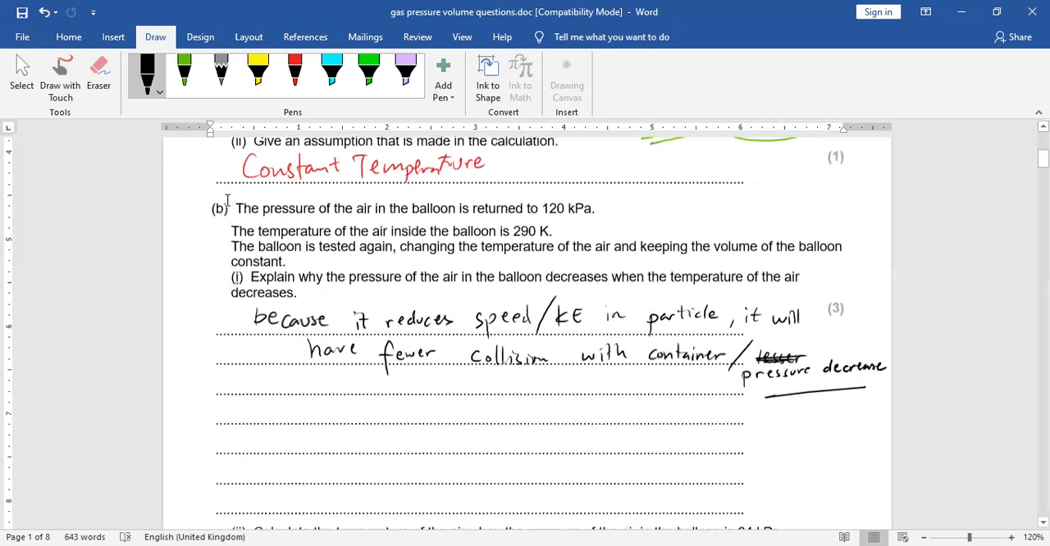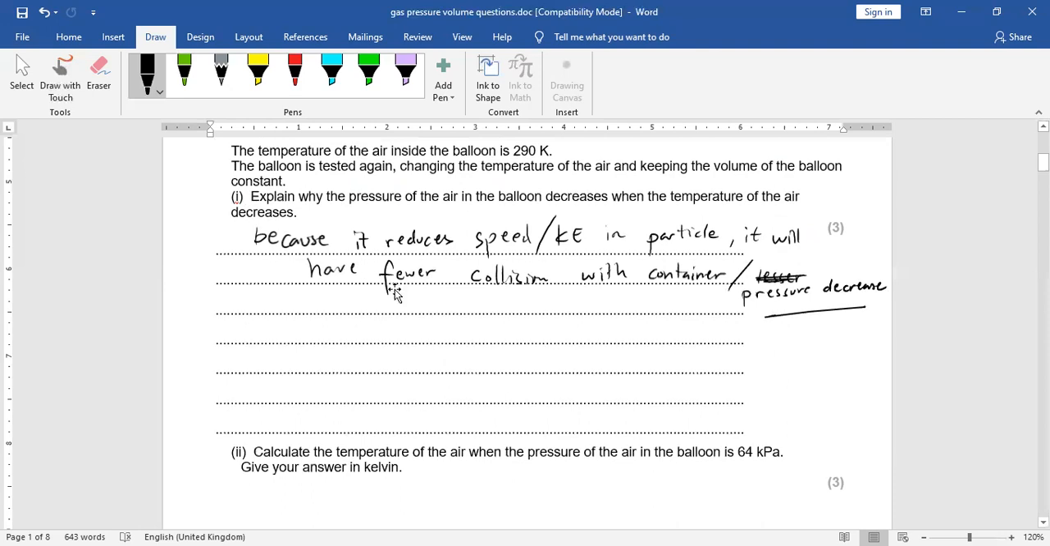All right, next. Calculate the temperature of the air when the pressure of the air in the balloon is 64 kPa. Give your answer in Kelvin. So I'm going to write the answer up here. You substitute into the given formula and rearrange.